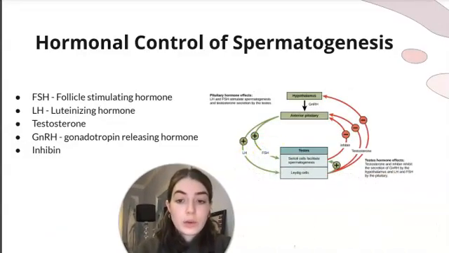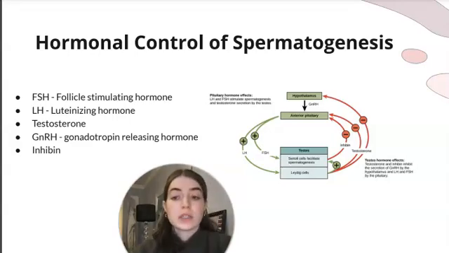Alright, and so there are quite a few hormones involved in regulating spermatogenesis. FSH, or follicle-stimulating hormone, stimulates Sertoli cells in the testes to support spermatogenesis by promoting germ cell proliferation and differentiation. LH, or luteinizing hormone, stimulates Leydig cells in the testes to produce testosterone, which is essential for the maturation and function of germ cells during spermatogenesis. Testosterone, produced by Leydig cells, acts on Sertoli cells and germ cells to promote spermatogenesis and maintain reproductive function.